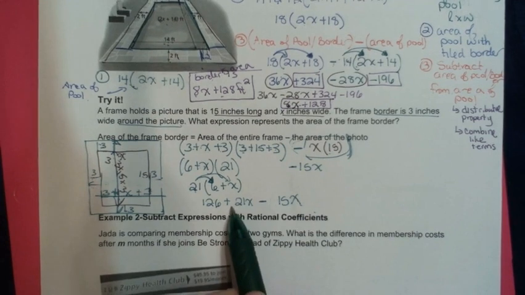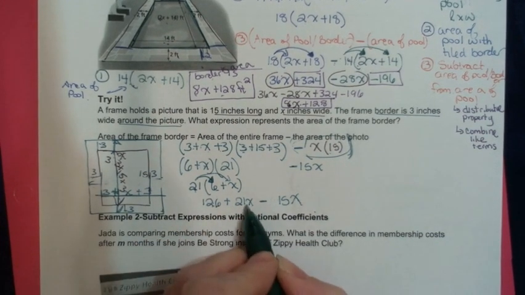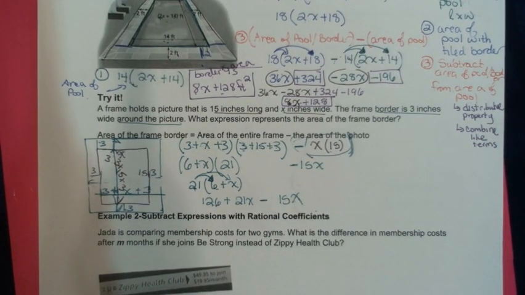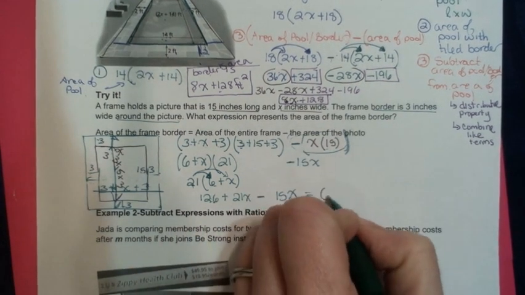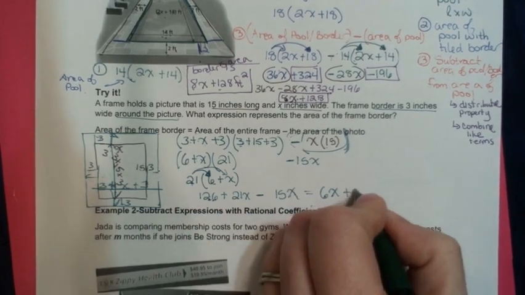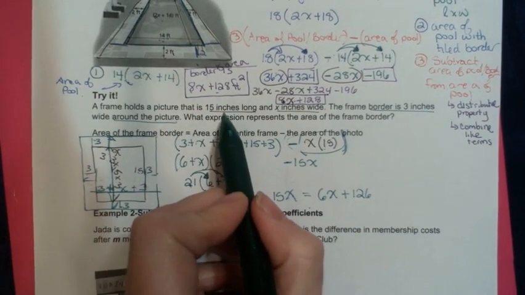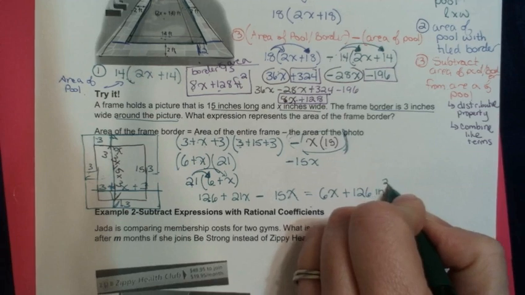So now I'm going to take this and I'm going to subtract. There's only one constant, but there's 2 with a variable of x. So I'm going to take 21x and I'm going to subtract 15x. And I'm going to get 6 x's left. And I'm going to attach on the positive 126. We're talking in inches. It said each was an inch long. And since we're talking about area, it's going to be inches squared.